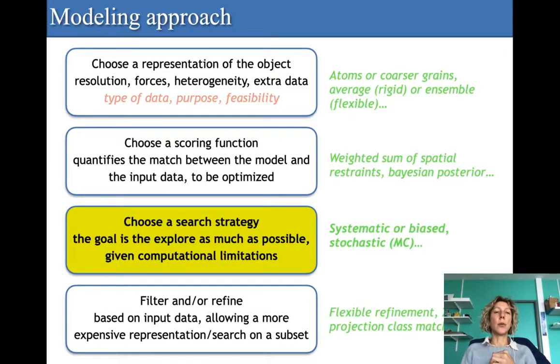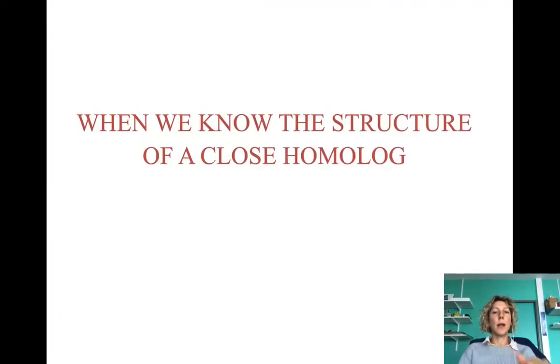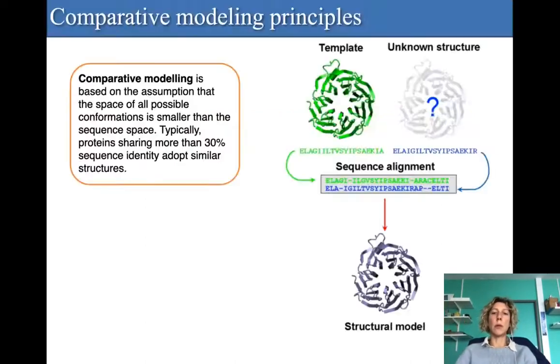Okay, so then I go to the search strategy before the scoring function. So how are we going to sample the space of conformations? There are different case scenarios. The first one is we know a structure of a close homologue of our query protein. So in that case, we have the assumption, we know that the structures diverge less than the sequences, right?